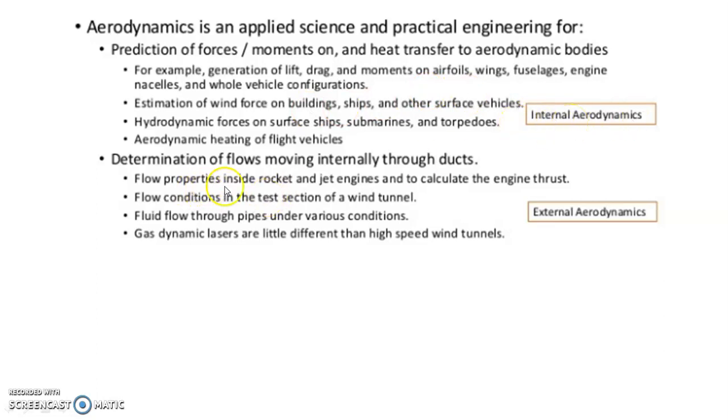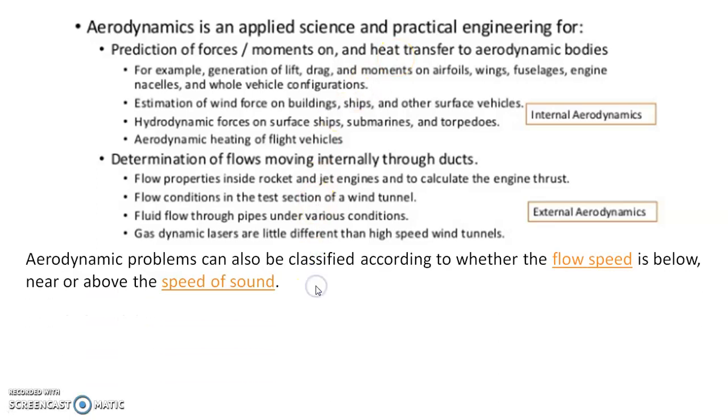While flow properties inside rocket and jet engines and calculating the engine thrust, flow conditions in the test section of a wind tunnel, fluid flow through pipes under various conditions, and gas dynamic lasers are little different from high speed wind tunnels. All these calculations are included in internal aerodynamics. It means determination of flow moving internally through ducts is internal aerodynamics, and prediction of forces, moments and heat transfer to aerodynamic bodies is included in external aerodynamics.